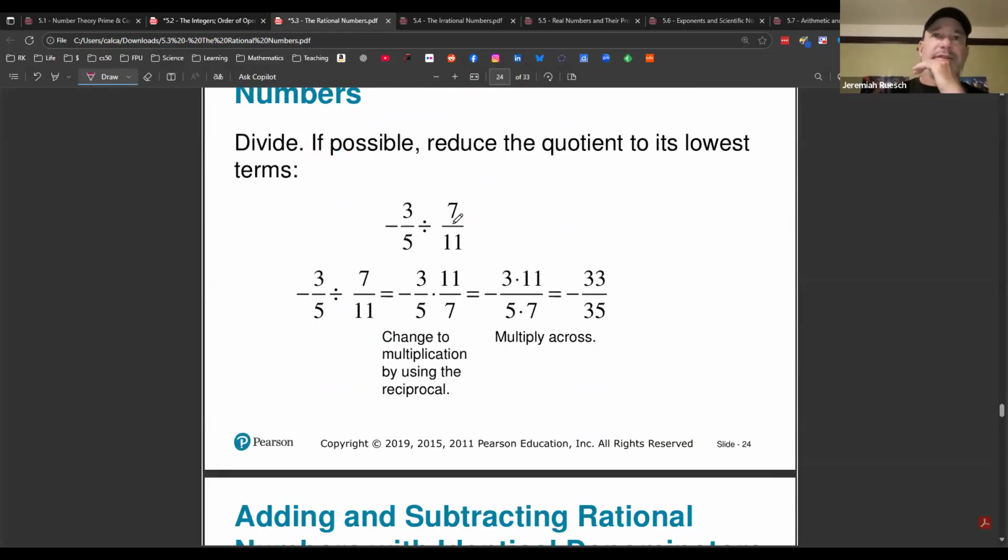So we have negative 3/5 divided by 7 over 11. Doing it this way, you flip over this fraction to 11 over 7 and multiply straight across. Again, there's only a single negative, so it's only one direction. So we're going to be in the negative direction. So this is negative 3 times 11, which is negative 33, and then 5 times 7, which is 35. Okay.